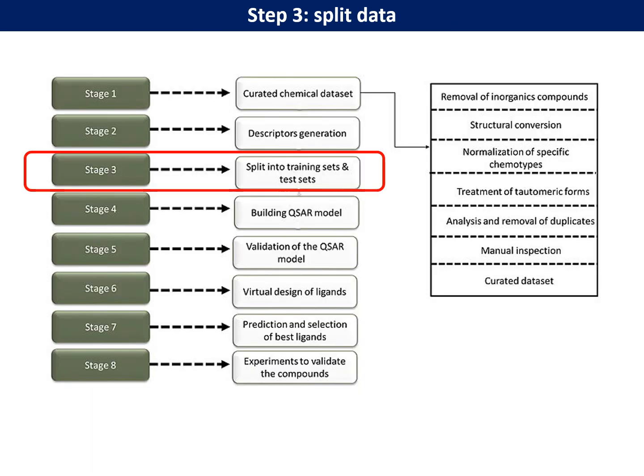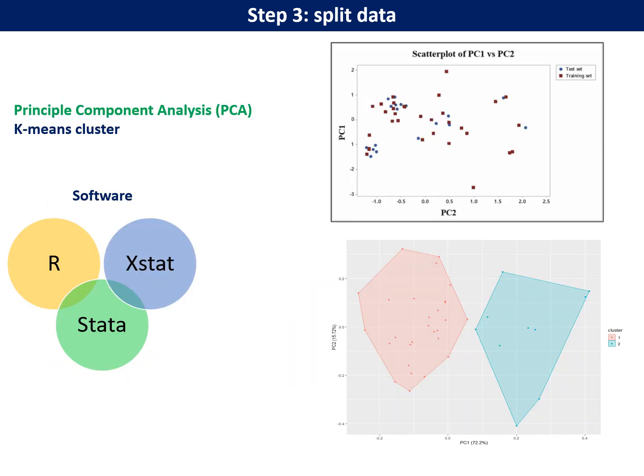After that, you need to split data into training set and test set. Here, you can use a lot of methods, for example, principal component analysis or k-means clustering. And you can use R, SPSS, or Stata, or any software. For example, after you split your data, you can see here the blue one represents the test set, and the red one represents the training set. Or if you use k-means clustering, you can separate your data into two clusters in the figure here.